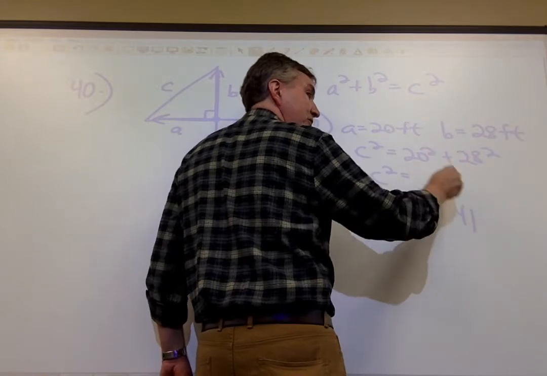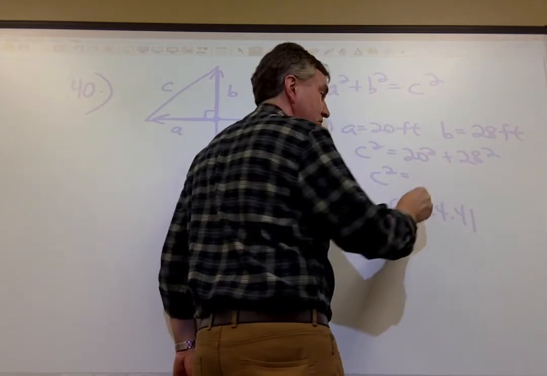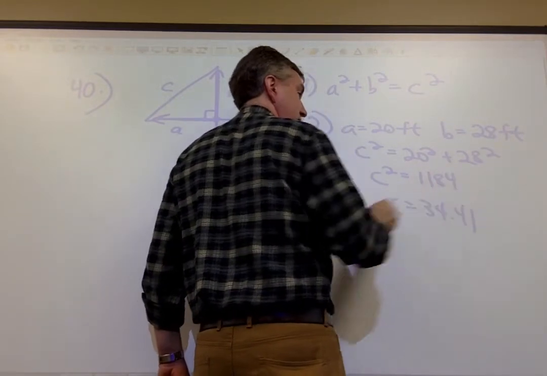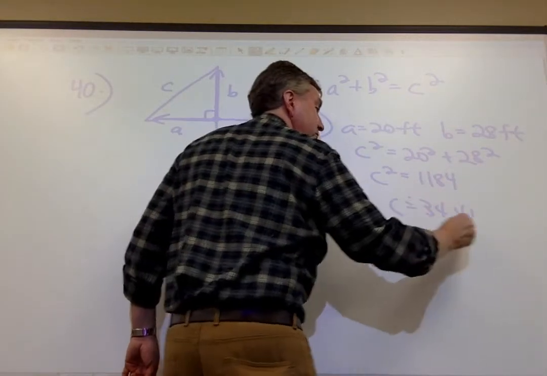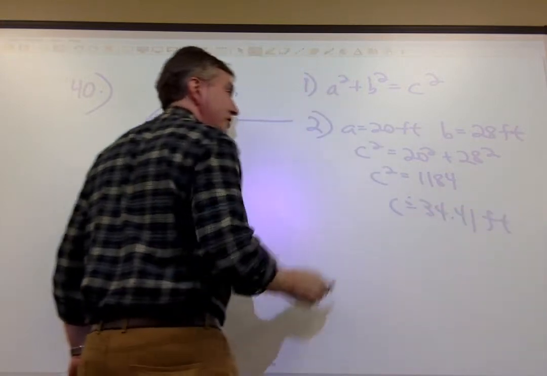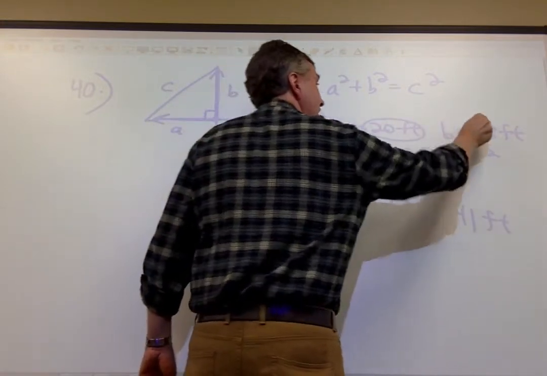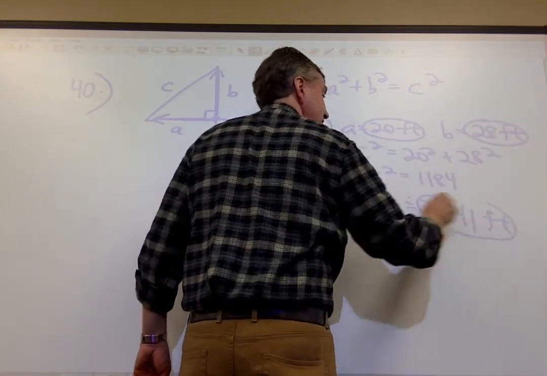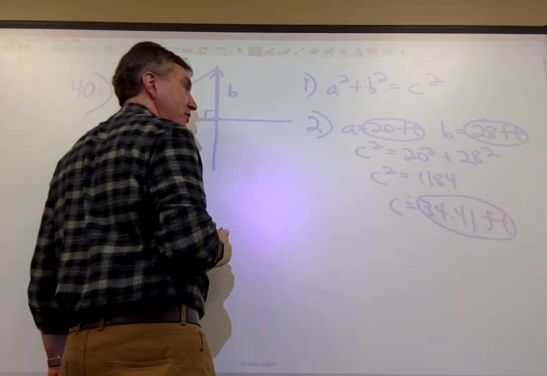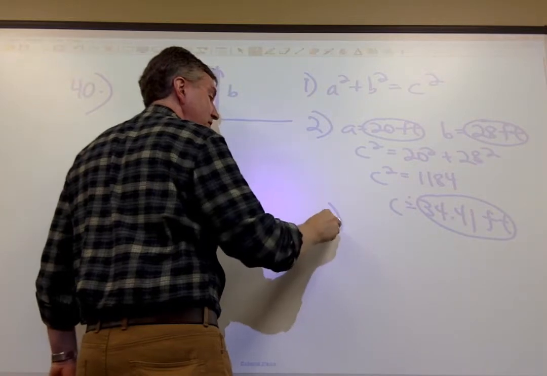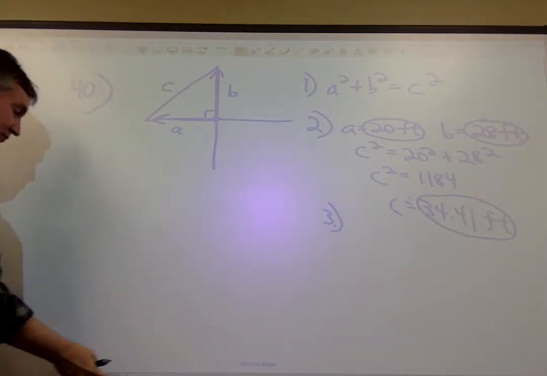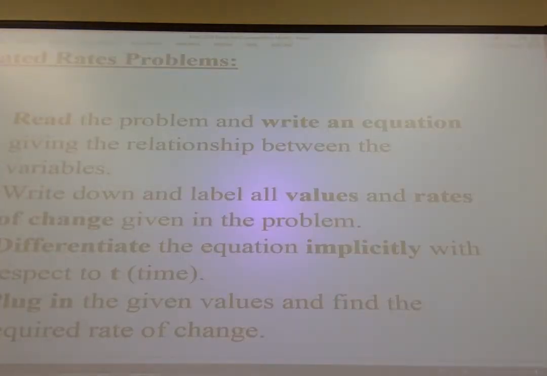Give me this number again. You said it was 1184. That big? Okay. So I now know approximately what C is. Look what I have. I have A, I have B, and I have C. Okay? Before I write down anything else that's given, I'm going to do step 3, which said what? Differentiate the equation implicitly with respect to time.